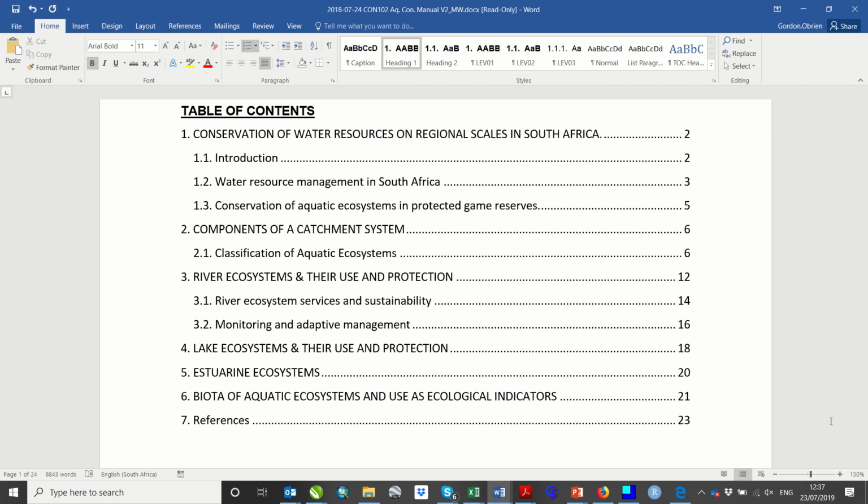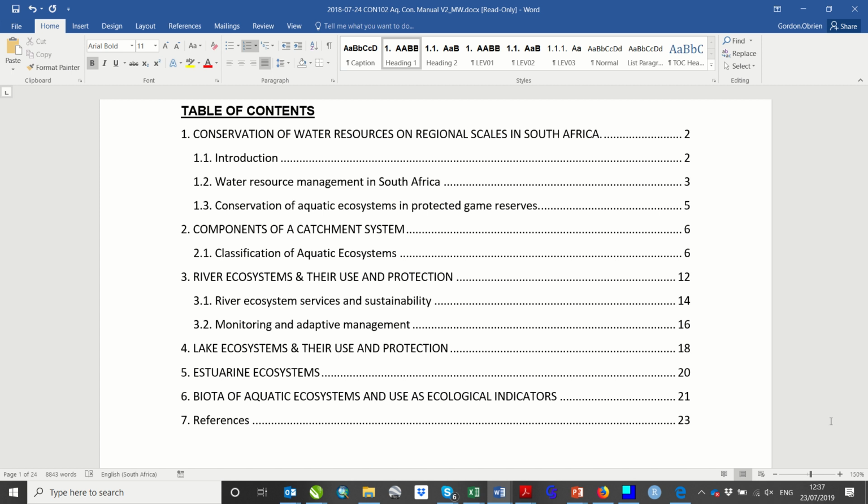We're going to look at the conservation of ecosystems in protected areas. What are the differences? There are different acts, so the Water Act versus the Environmental Management Act. We have started looking at the components of a catchment system, which I'm going to go through again today, because I think it's important that when we talk about water resources, we know what it is that we're talking about. So I'm going to run through that again today.